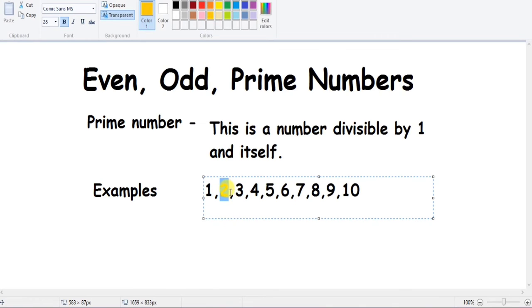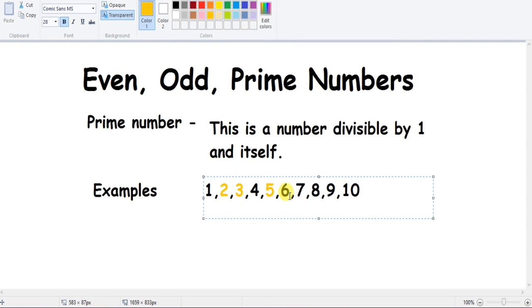It's a prime number because it can be divided by 1 and by the number itself, which is 2. The next number is 3. This number 3 can be divided by 1 and can only be divided by itself. Okay, number 4 can be divided by 1, it can also be divided by 2, and it can also be divided by itself, which is 4. So this is not a prime number. Number 5 can only be divided by 1 and by 5 itself. So this is a prime number.